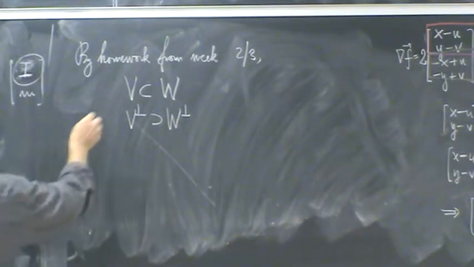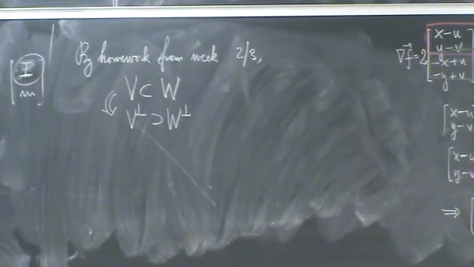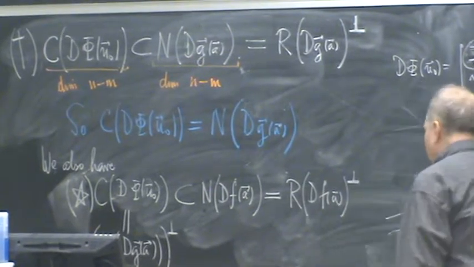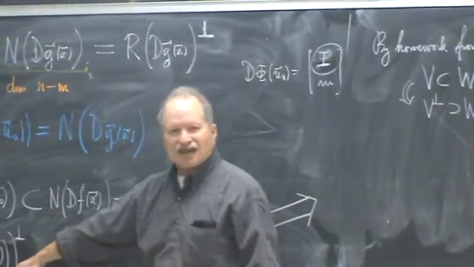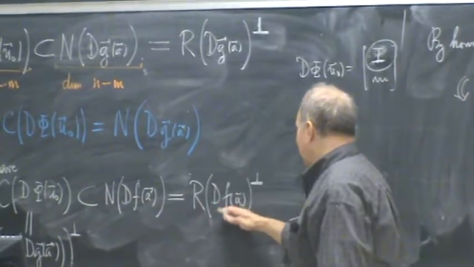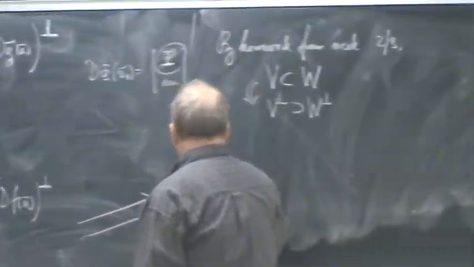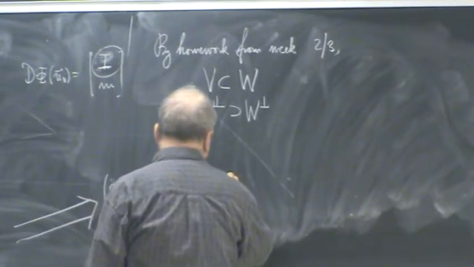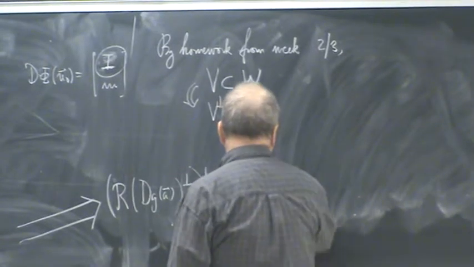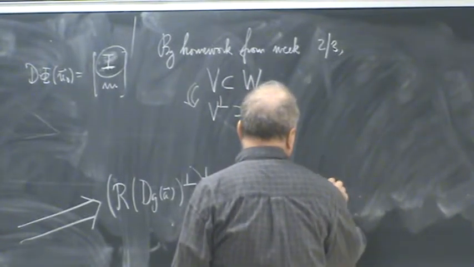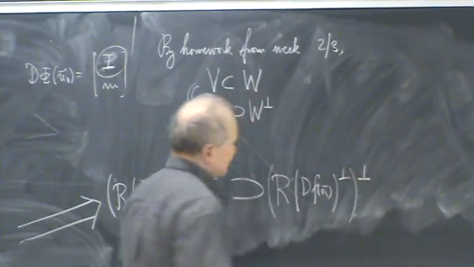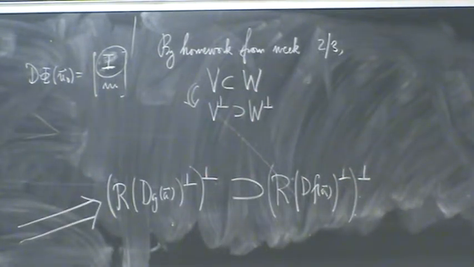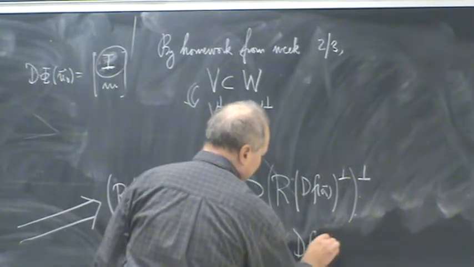So what do I get if I say the perp of this is contained in the perp of this? Then the perp of this guy contains the row space of dg of A perp. Perp contains row space of df of A perp perp, which is the same thing. That's perp perp again, the same. So this says df at A.